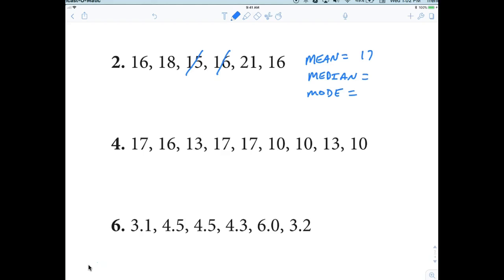16 is the second term. What is the third term? 16 and 16. Those are the two middle terms. So the average of 16 and 16 would be what? 16. So again, the median would be what? 16. Now, if they weren't the same number, you would just do what?